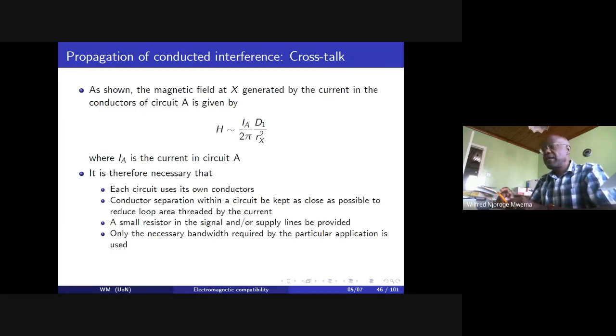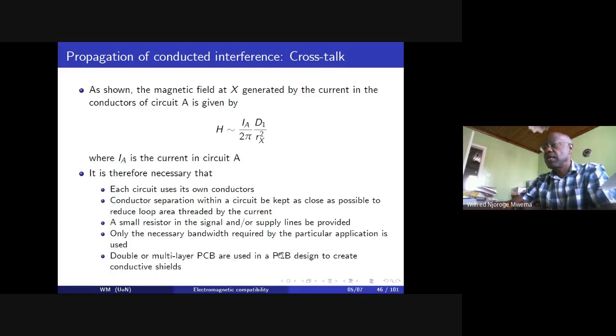Say, for example, if an application can use a clock speed of 100 megahertz, there's no need of putting there a clock of 500 megahertz, okay? If it can tolerate a rise time of 10 nanoseconds, there's no need of making the clock or the signals go to 5 or 1 nanosecond, okay? Just give it as you can, for you to make sure that you avoid the crosstalk issues.